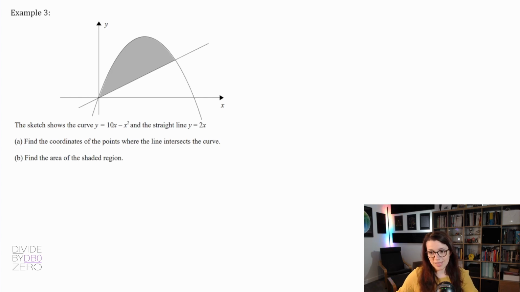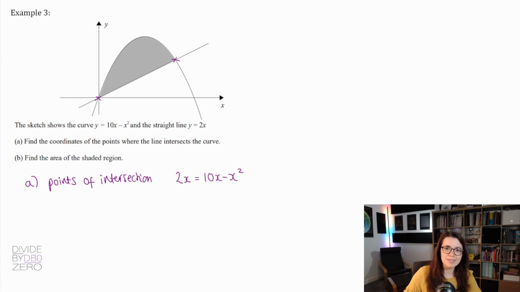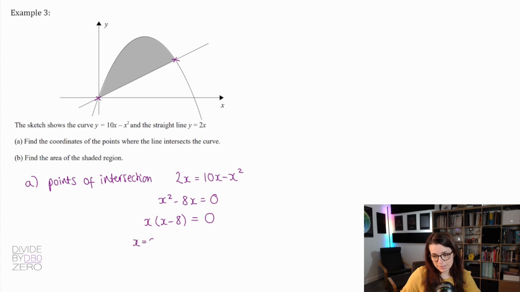On the sketch, we can see that there are 2 points of intersection here and here. To find them, we just need to set the equations equal to each other. So to find points of intersection, let's do 2x equals 10x minus x squared. That's because whenever you're finding points of intersection, you need to do simultaneous equations. If we rearrange this, we get x squared minus 8x equals 0. Factorize to find x. This means x is either going to be 0 or x is going to be 8.